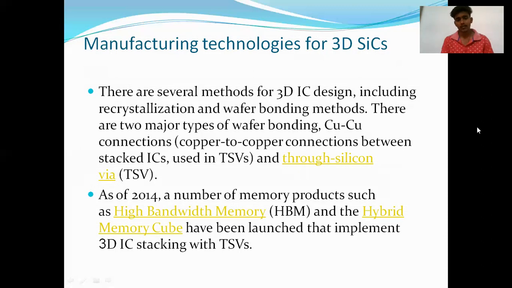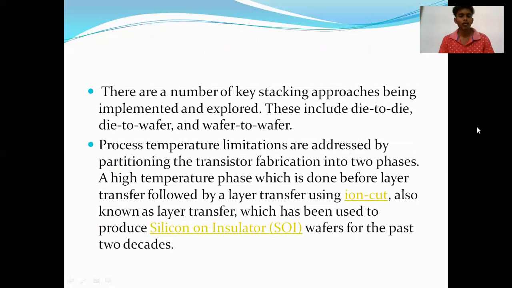These manufacturing technologies for 3D ICs were developed including recrystallization and wafer bonding methods, and there are two major types of wafer bonding. There are also a number of key stacking approaches being implemented and explored. This includes die-to-die, die-to-wafer, and wafer-to-wafer methods. These are the methods used in 3D integration, including monolithic 3D integration.